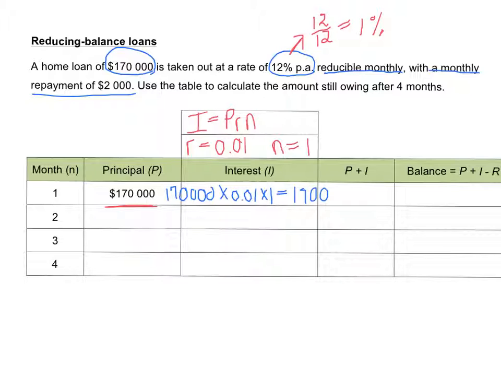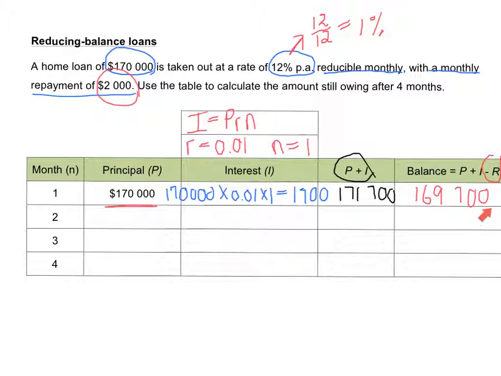$1,700. The next column shows us that we have to add whatever we owed at the beginning of the month plus the extra interest charged on that. So we now owe a total of $171,700. But we have also paid $2,000, so we can subtract that $2,000 from the amount we owe. So at the end of the first month, we then only owe $169,700.